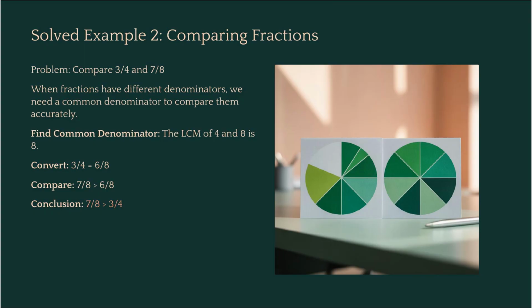When comparing fractions, like in example 2 with 3/4 and 7/8, the easiest method is to find a common denominator. We convert 3/4 to 6/8. Now we compare 6/8 and 7/8. Since 7/8 is clearly the larger positive value, 7/8 is greater than 3/4.